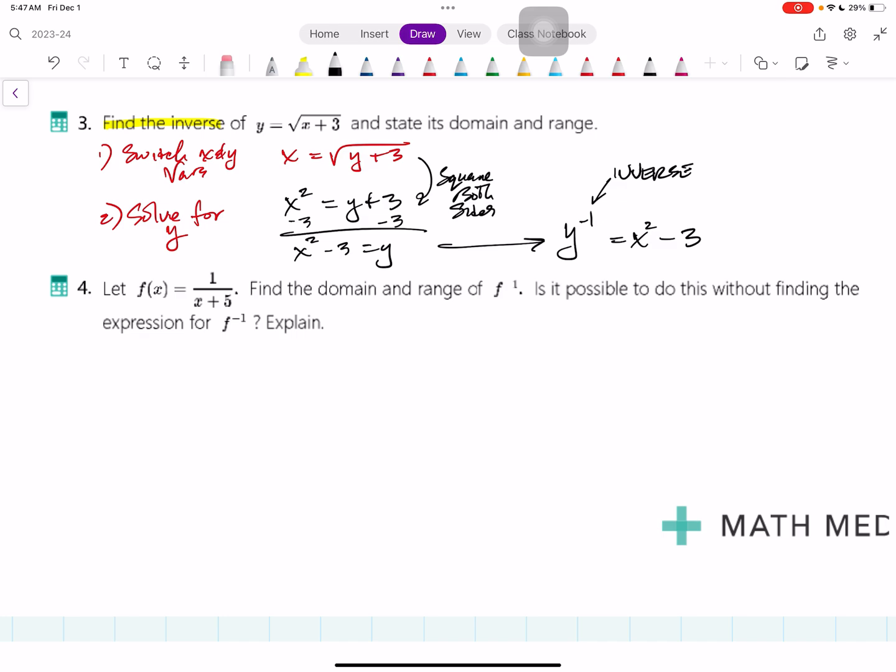All right, so we do not say y to the negative 1 power. If you hear anybody say that, just say no. That's not what it is. You say y inverse, okay? Y inverse or f inverse or whatever the function's called, right?